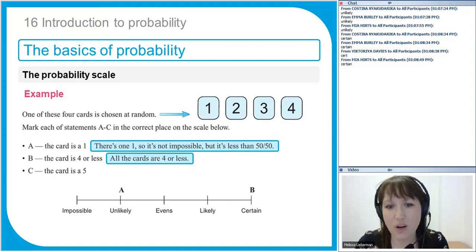So we put that right at the far end of the scale there. So if you're giving these numbers, this would be 1 and this would be 0. We'll go on to that in a second.